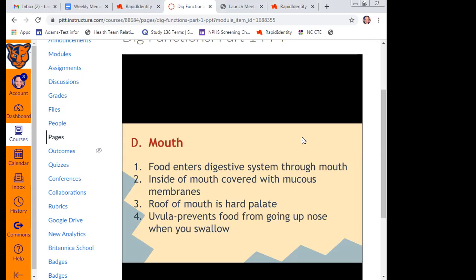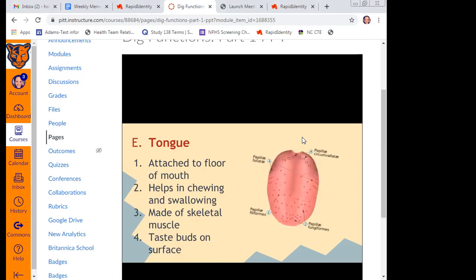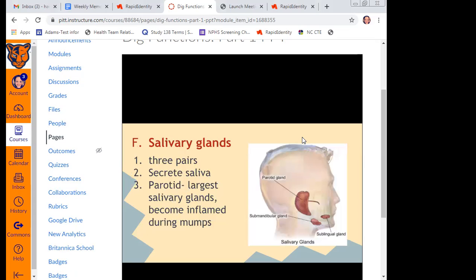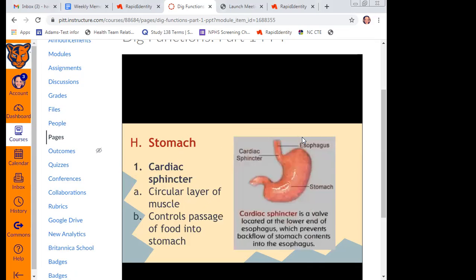So after we have food mechanically broken down in our mouth using our teeth, we would move, and we know the tongue is an important part of that. It helps us move food around. It's a muscle. It helps us talk. It helps us chew. It helps us eat. We also know the salivary glands exist there. So if you're having a hard time remembering that, you can include it here: parotid, sublingual, submandibular. We know our teeth are important. We move to the stomach.